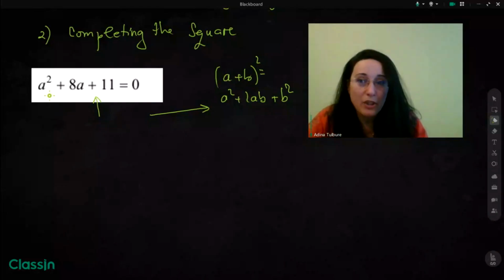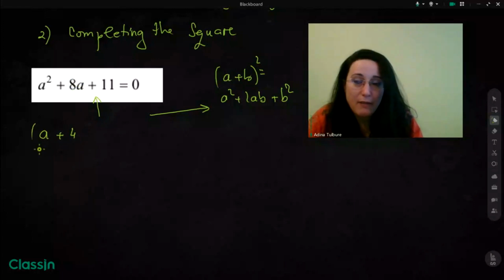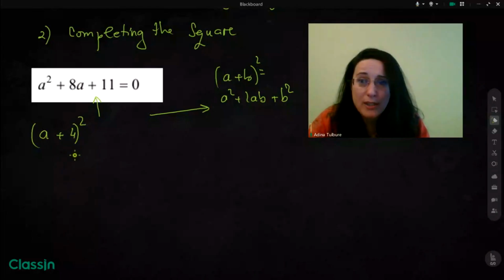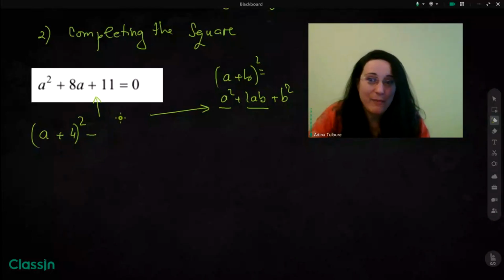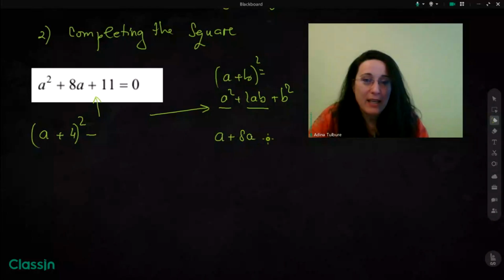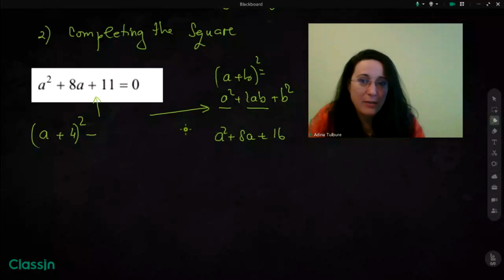This is what we will do. Instead of 8a, I will rewrite it as a plus 4, everything squared. So I just made this bit, and then I will take away whatever I've done wrong there. It's not a plus 4 squared, because if I had done it that way, it would have given me a squared plus 8a plus obviously 16. But it's not that. It's a squared plus 8a plus 11. So I can't say it's that.